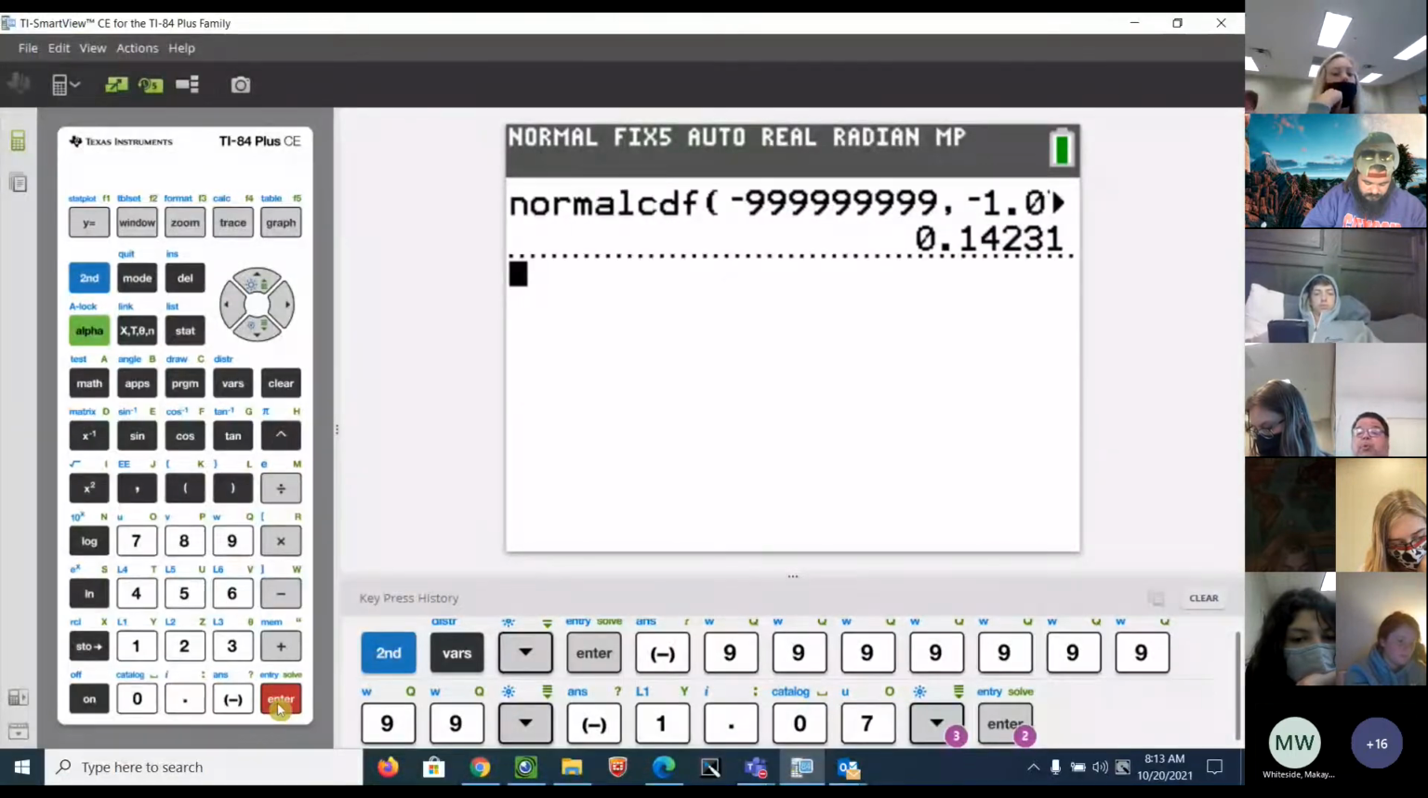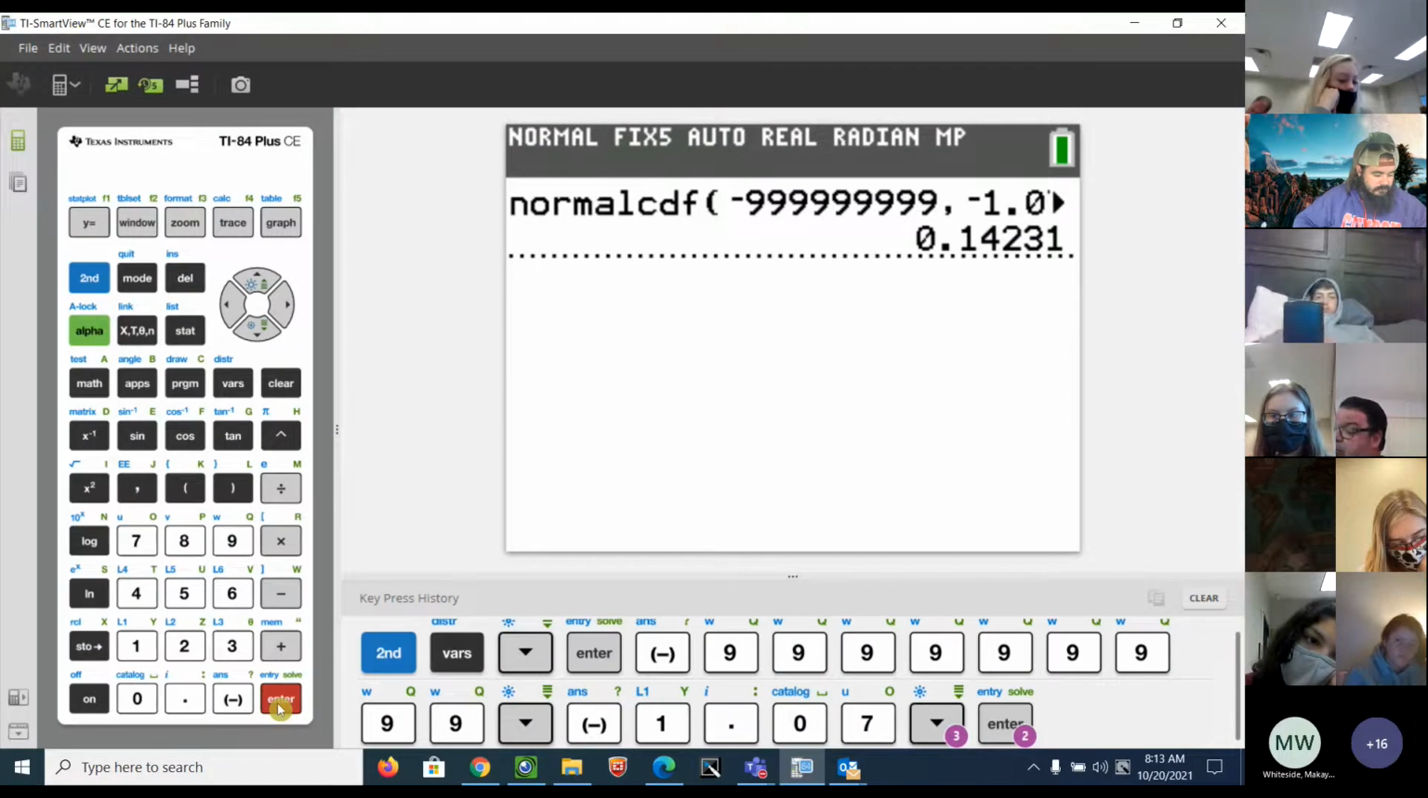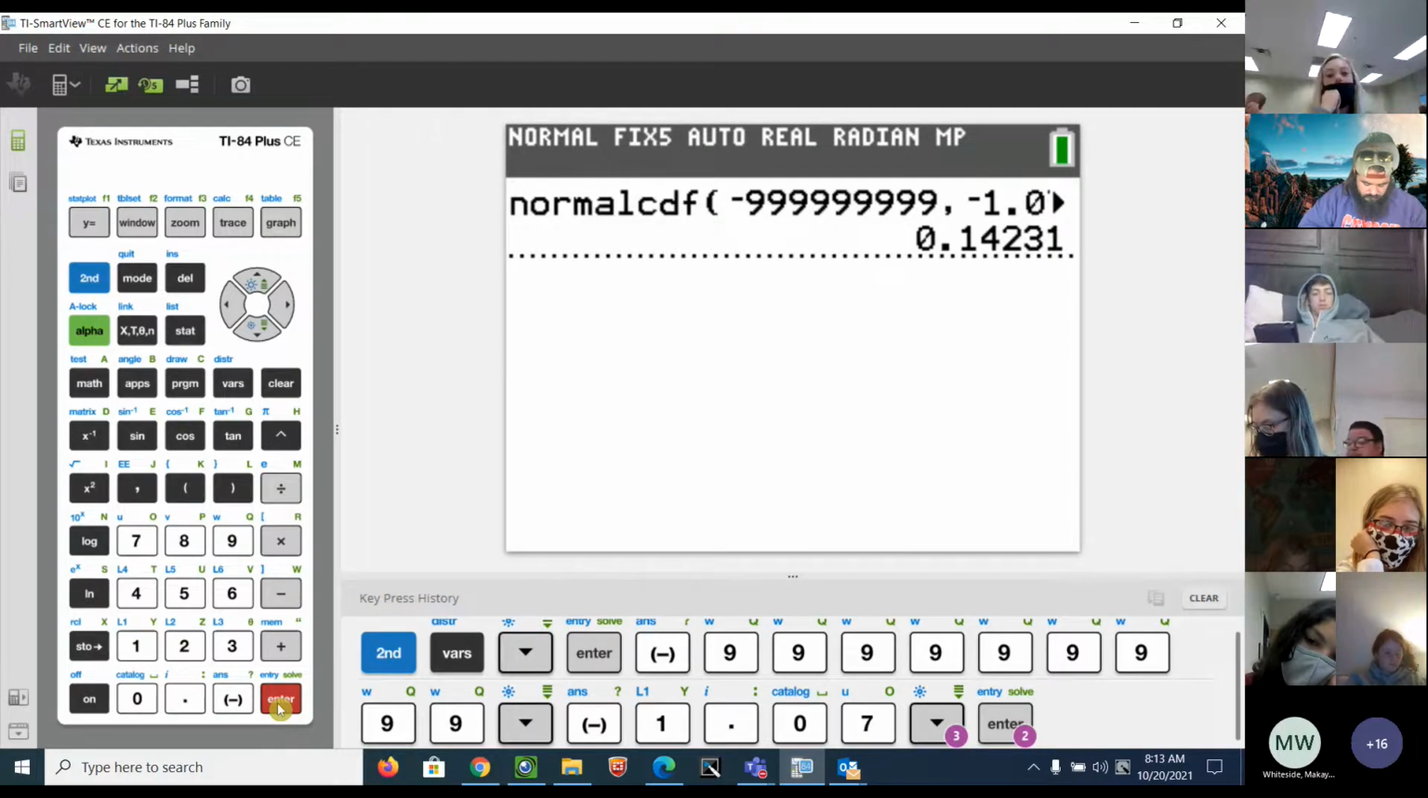And we get 0.1423. So blue, the probability of Z equal to negative 1.07 is 0.1423. That's to the left.